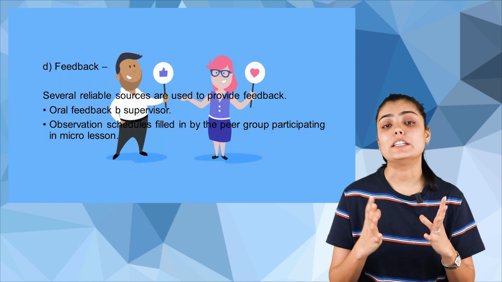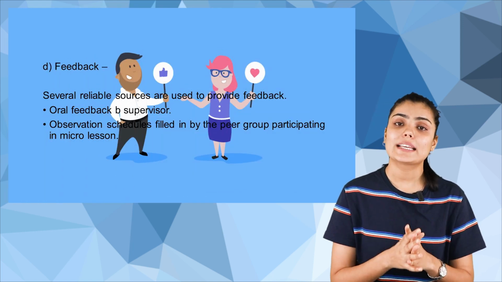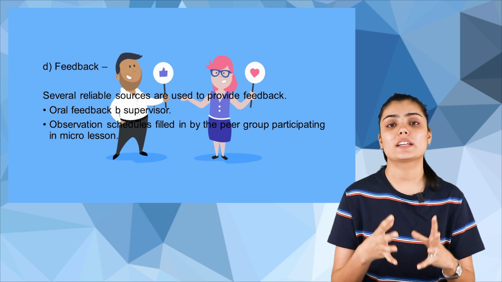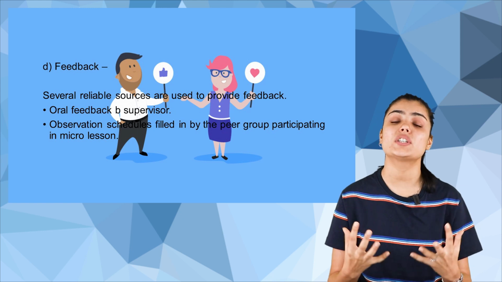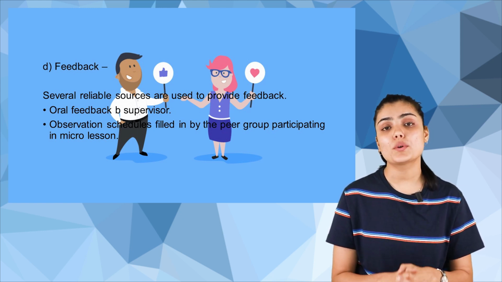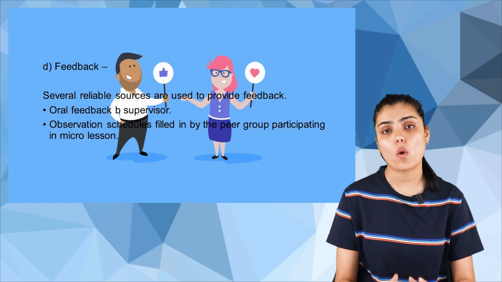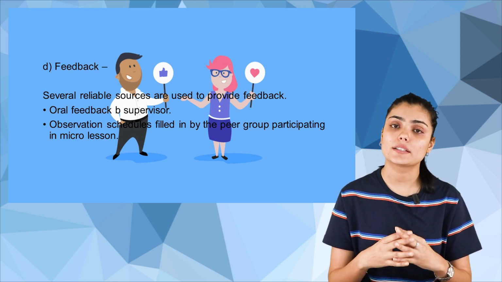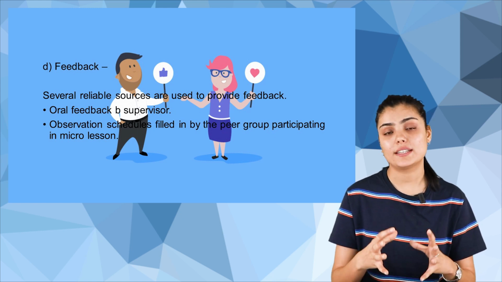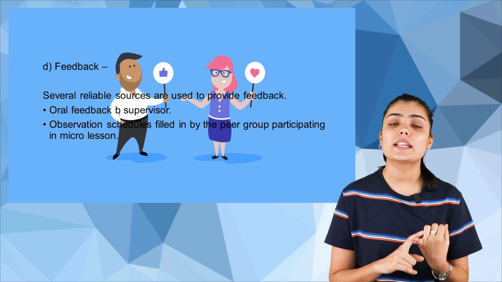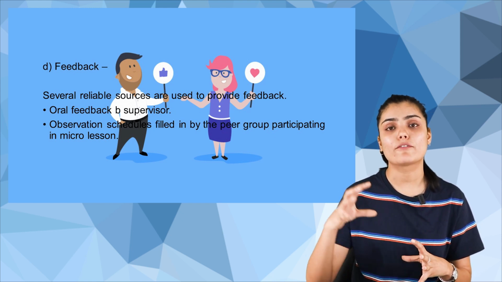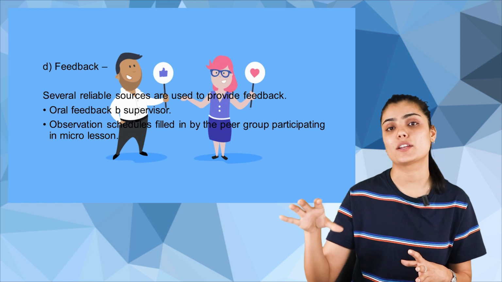Finally, we have feedback. Generally, feedback is taken after every session by the teacher in order to know the effectiveness of her class and how efficient she was in delivering the lecture. Several reliable sources can be used in order to make sure that the student or the trainee gets a proper feedback for their teaching session. The first one is oral feedback. Now, oral feedback from whom? Oral feedback from the supervisor or the actual teacher.